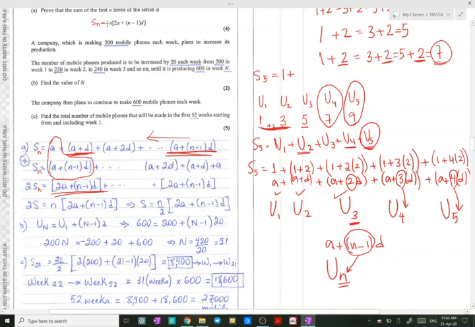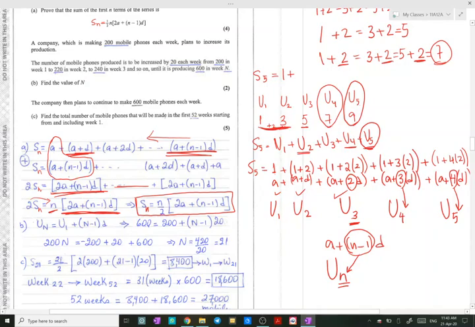And how many of these are there? All in all, they are n, because we have n terms. So 2Sn equals n times this expression. Now we need Sn alone, so Sn is equal to n over 2 times the expression, because we take the 2 to the other side, which means we divide by it. And this is how we got the formula for the sum of n terms in an arithmetic sequence. Now we come to part B.